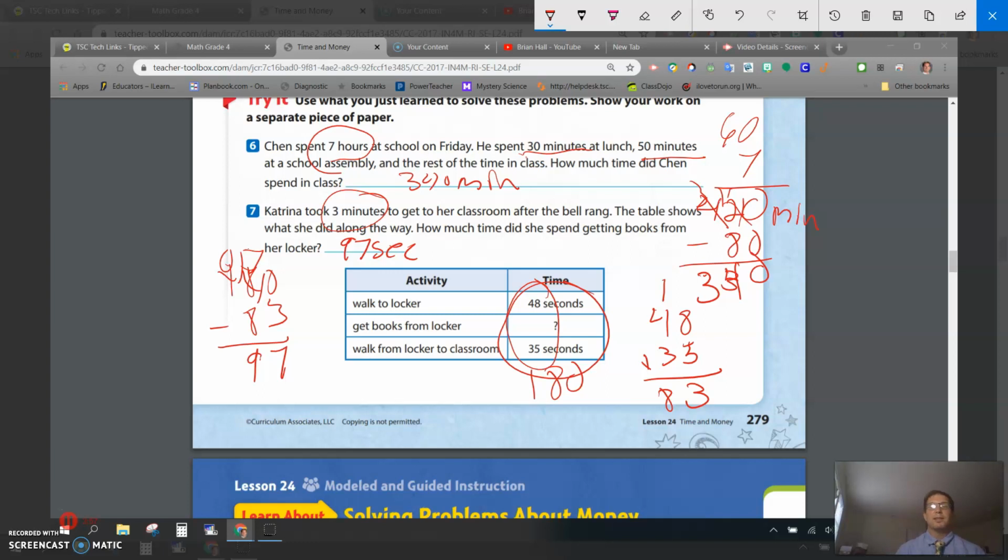Okay, again, this was lesson 24, day 2, on your MIB on 278, 279. This goes along with your math practice and problem solving, pages 287 and 288.